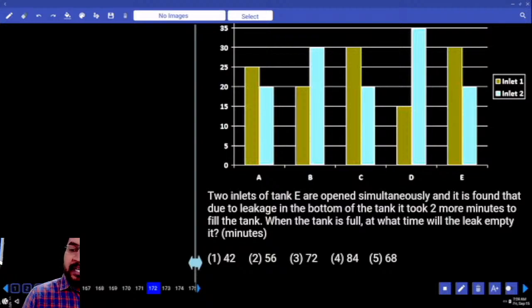So first of all, what are the inlets? What are the inlets for the tank? Inlet 1 is how many minutes? Inlet 2 is how many minutes? 20. Are you clear or not? First of all, we need to find out together how many minutes.